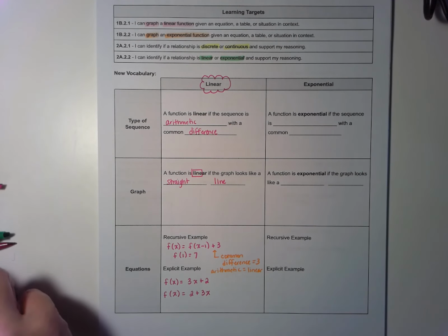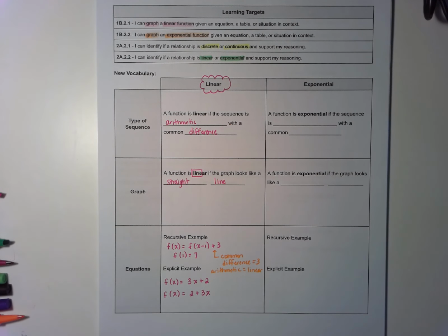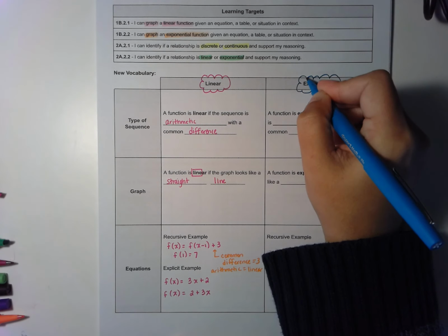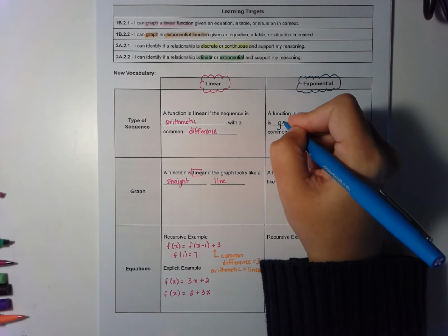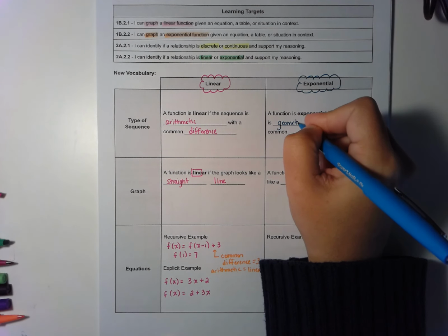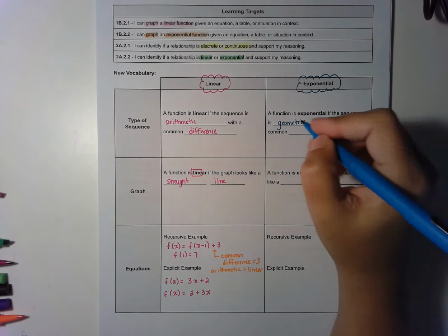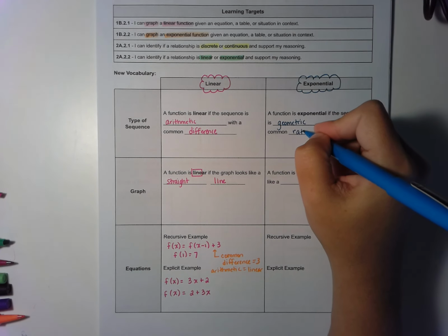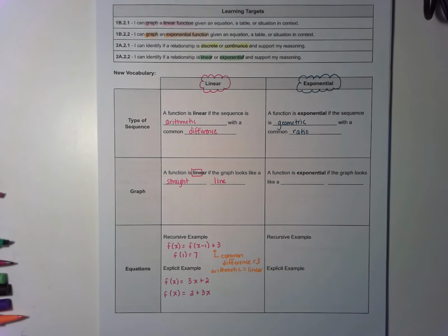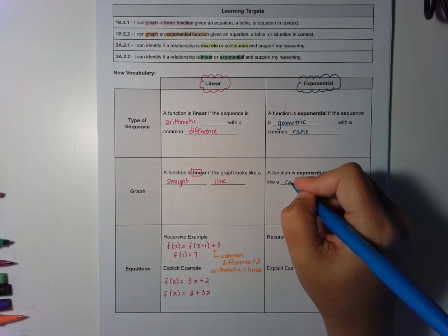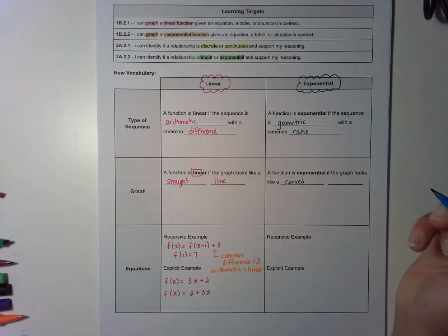Now, the second type of sequence we're going to really focus on in this unit is exponential. So exponential is another name for a sequence that is geometric. So anytime you have a geometric sequence, we're going to call that exponential. Now that means it's also going to have a common ratio. So instead of a common difference, these are sequences with a common ratio. Now that means that a function is going to be exponential if the graph looks like a curved graph.